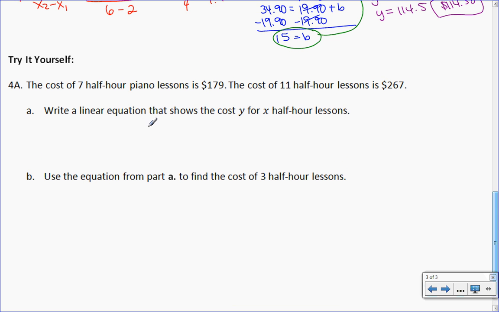Okay, the equation that you should have gotten here should have been y equals 22x plus 25. Again, if you want to think about what that means, this $25 is basically what you're paying to start piano lessons. It's like an upfront cost. This $22 is the amount per half-hour lesson. So $22 for each half-hour lesson, plus just a $25 fee to take piano lessons. And then for part B, use this equation to find the cost of 3 half-hour lessons. You should have gotten a total cost of $91.